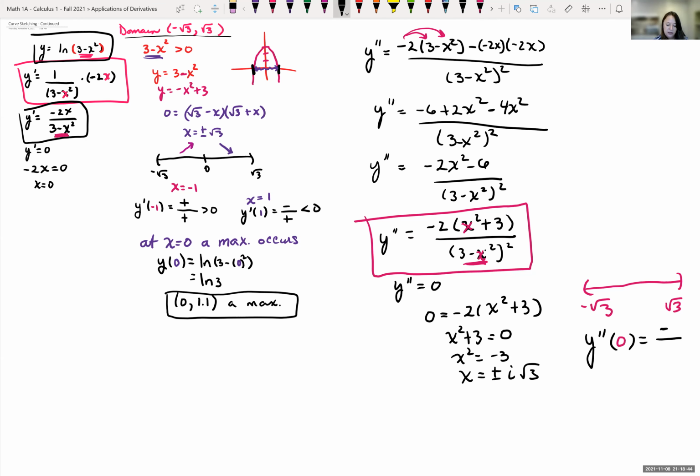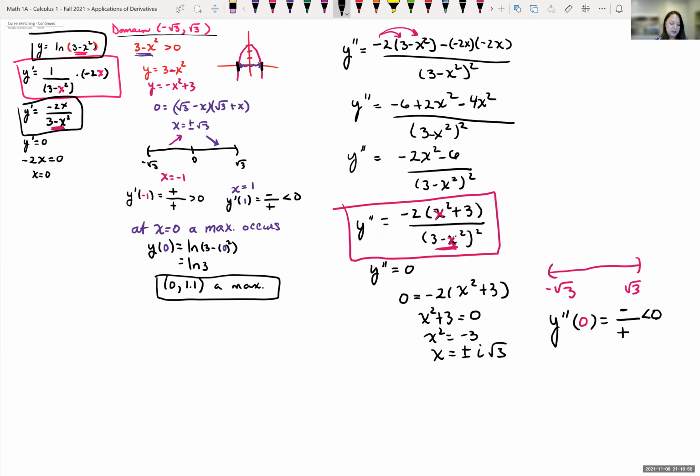All over 3 minus 0 squared. So 3 squared in the denominator, which is positive. So this is less than 0. And so I know that this is concave down here. So there's no value in our domain that sets this equal to 0. There's no inflection point. There's no point where it changes concavity in our domain.